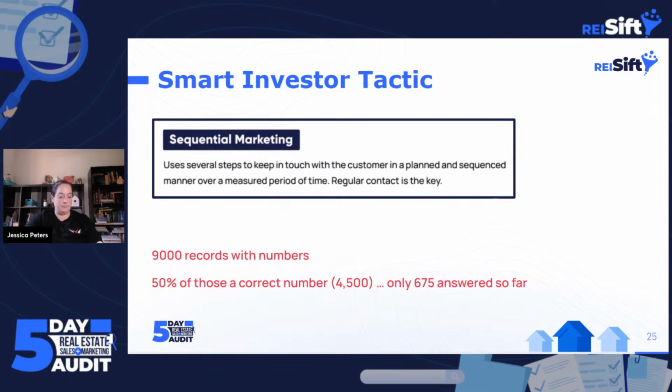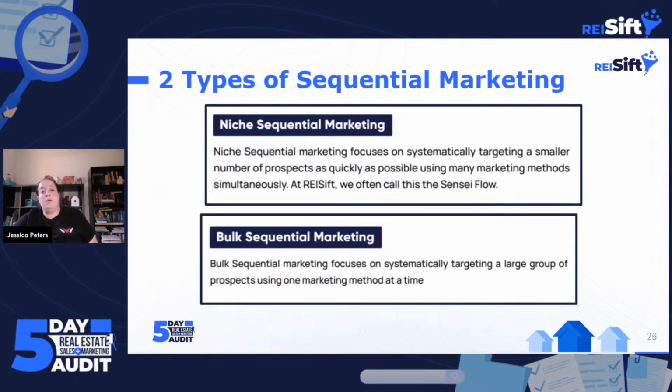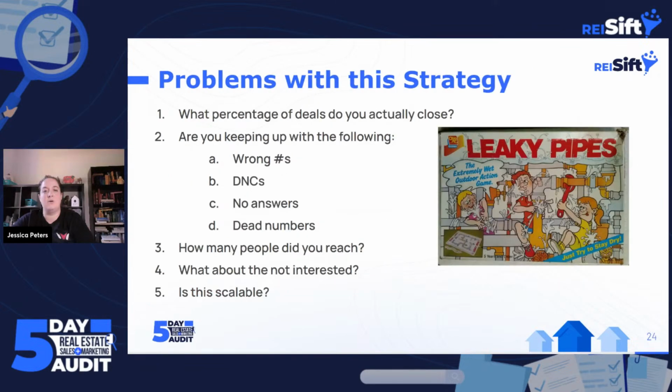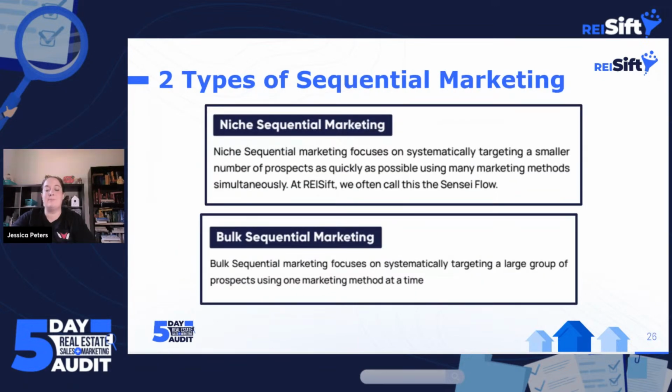Okay. Two types of sequential marketing that we recommend, or that there are, are niche sequential and bulk sequential. So I'm going to talk about bulk sequential first because that's what we were just talking about in that example. Bulk sequential marketing focuses on systematically targeting a larger group of prospects using one marketing method at a time. Did I not put the definition? Maybe it's on tomorrow.